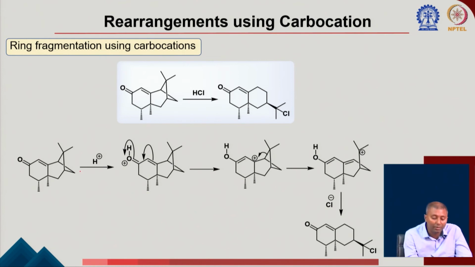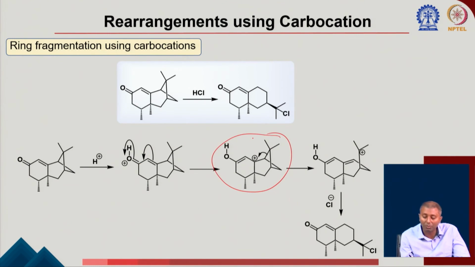Once this one gets protonated, what is going to happen? It is very similar to what we have learned in the dienone-phenol rearrangement. Once it is protonated, it forms some sort of carbocationic character. To neutralize the charge, what is going to happen? I think we have already talked about this type of 1,2 shift. That 1,2 shift is going to happen to form this carbocation here.